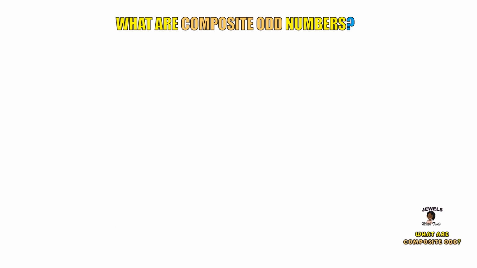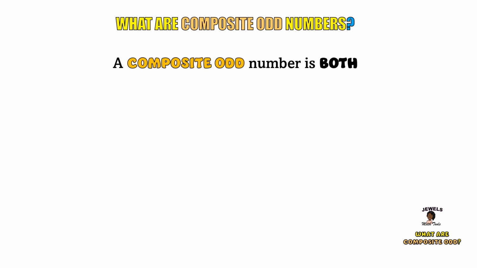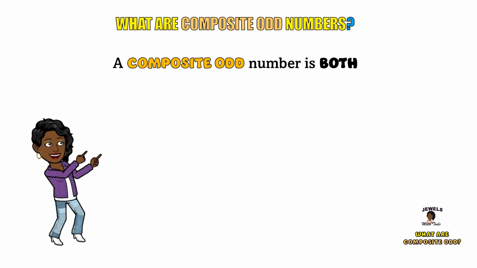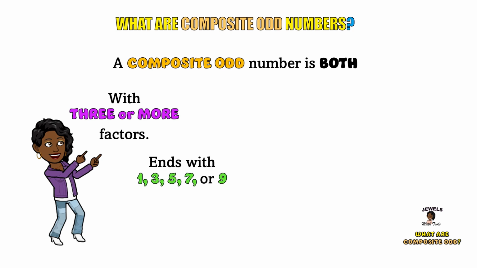So when we're looking at numbers like composite odd numbers, this includes a combination of these two definitions together. So let's think about what composite numbers are, and let's think about odd numbers, and then putting those definitions together, this number has to be both a number that has three or more factors and it ends with 1, 3, 5, 7, or 9 like our odd numbers. And some examples of composite odd numbers would be 15, 27, and 49.